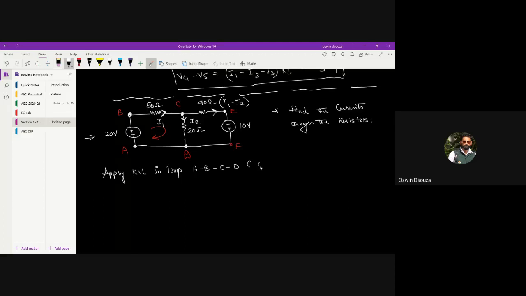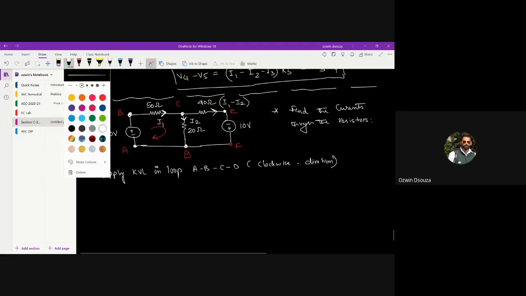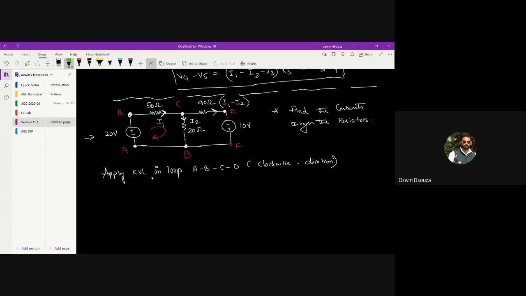In brackets, let me write clockwise direction. Okay. So shall I start writing? Yes. Fine. So apply KVL in loop A, B, C, D, because it's a closed loop. So let's start from node A to B.